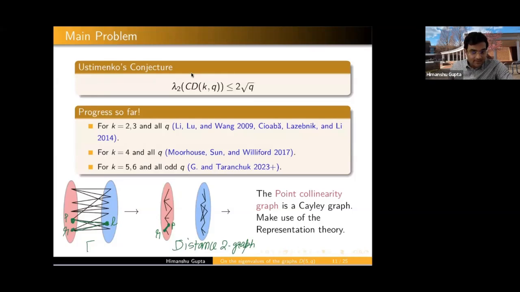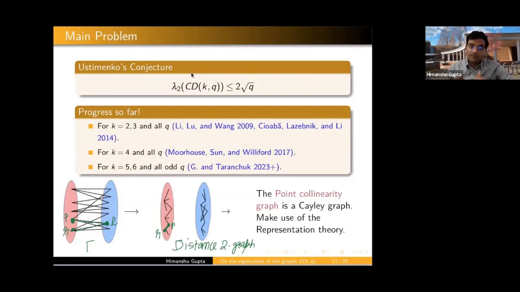So in terms of spectrum, we can study the spectrum of either one of them, and it gives us the way to study the spectrum of the original graph. Now, since we are not studying the graph gamma itself, we are studying the distance-two graph, which is the point collinearity graph. The reason is that the point collinearity graph is a Cayley graph. Okay? And once we have a Cayley graph, we can study it using representation theory.